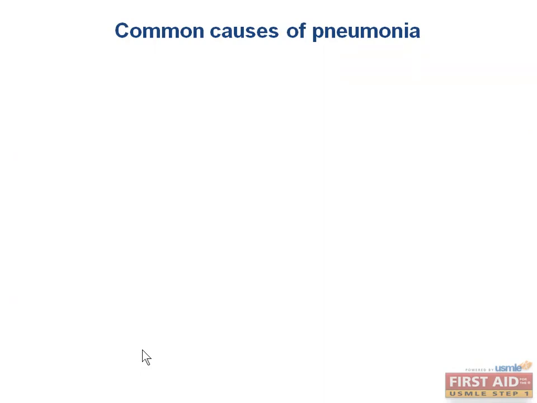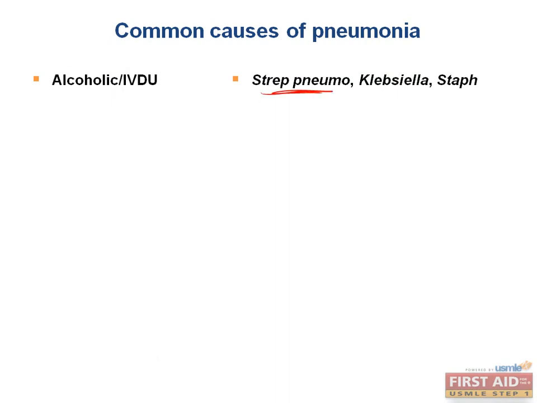In addition to thinking of causes by age, we can also categorize pneumonia by how it's obtained. What is the most common source of pneumonia in alcoholics? It's still strep pneum. Pneumonia seen in alcoholics or IV drug users is often due to strep pneumoniae, Klebsiella, or Staphylococcus. Pneumonia caused by aspiration is often due to anaerobes.